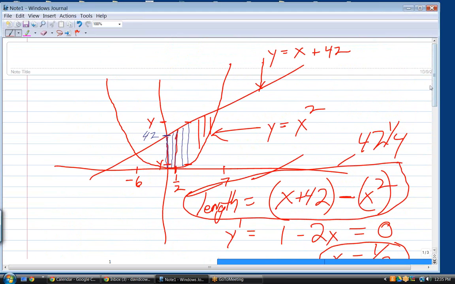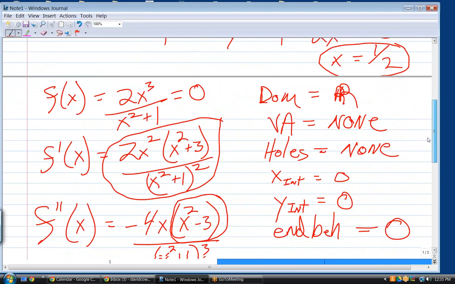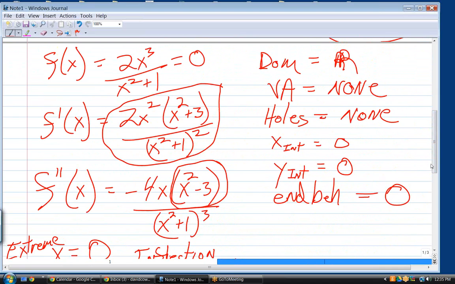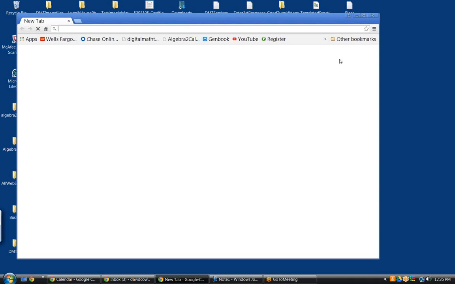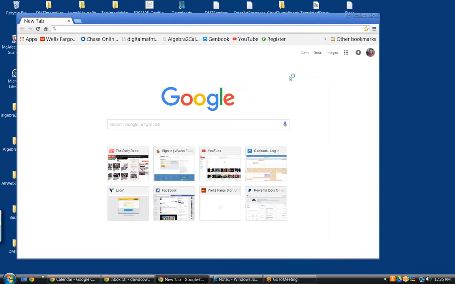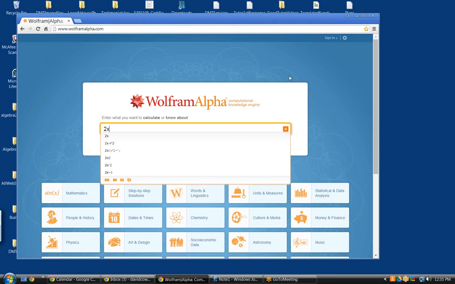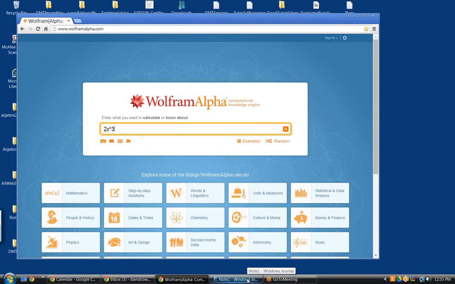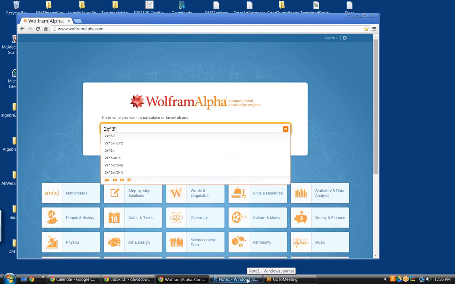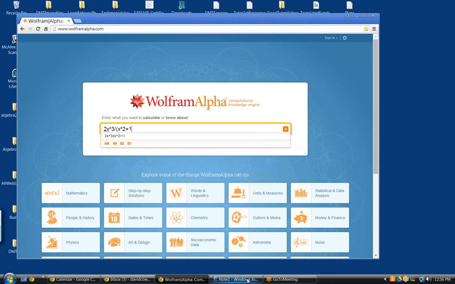I don't want to take up too much time trying to figure this out. Let me bring up Wolfram Alpha, we'll graph it, and we'll answer most of our questions. This was 2x cubed divided by x squared plus 1, divided by the quantity x squared plus 1.